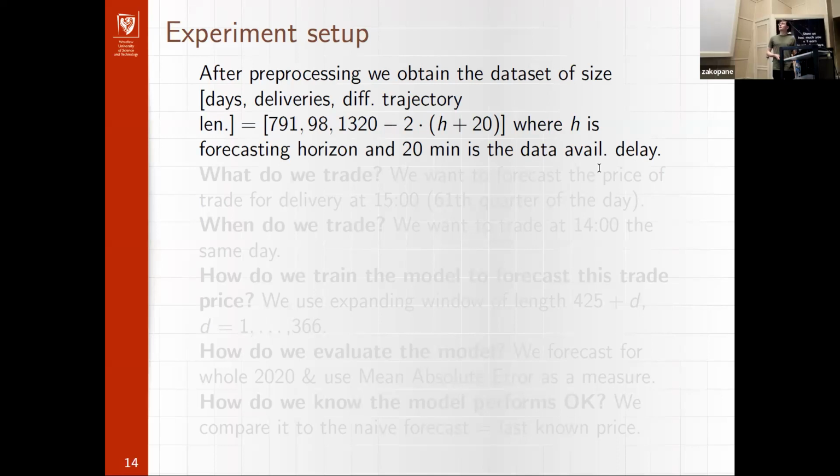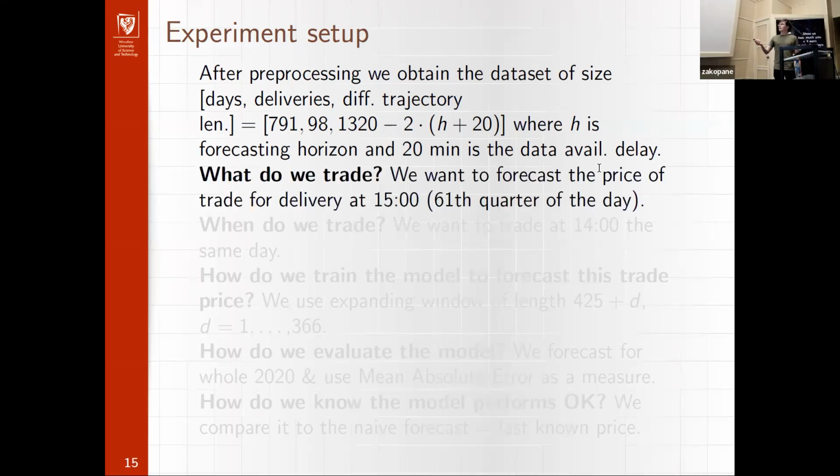Okay, so now we can turn to our experiment, and we have the resulting data from the processing and transformation of the size: days times number of variables times the length of territories of each variable, and it's 2 times h plus 20. 20 is the availability of data delay. So we must wait 20 minutes till the last info from the market arrives. So that's why it's h, so horizon, plus 20 here.